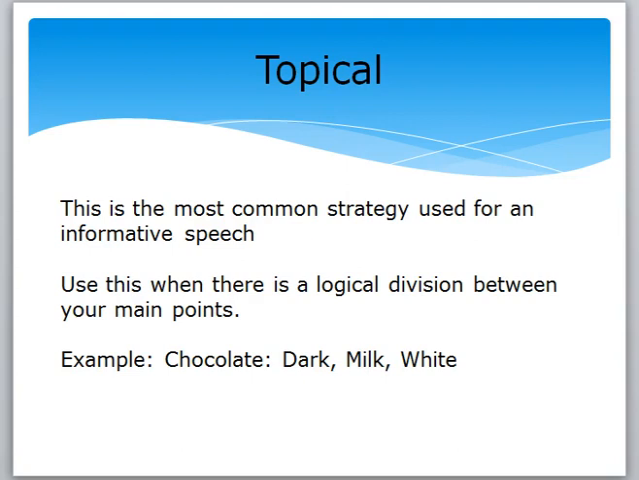For example, if you are doing a speech about chocolate, one main point may be dark chocolate, one is milk chocolate, and one is white chocolate. That would be an example of a topical organizational strategy.